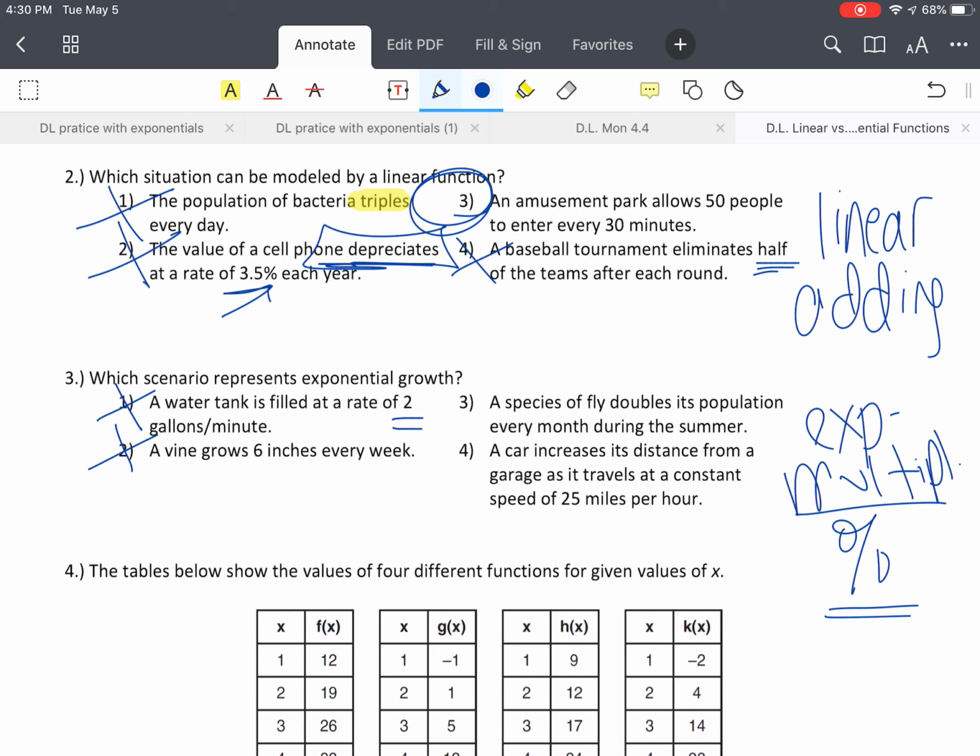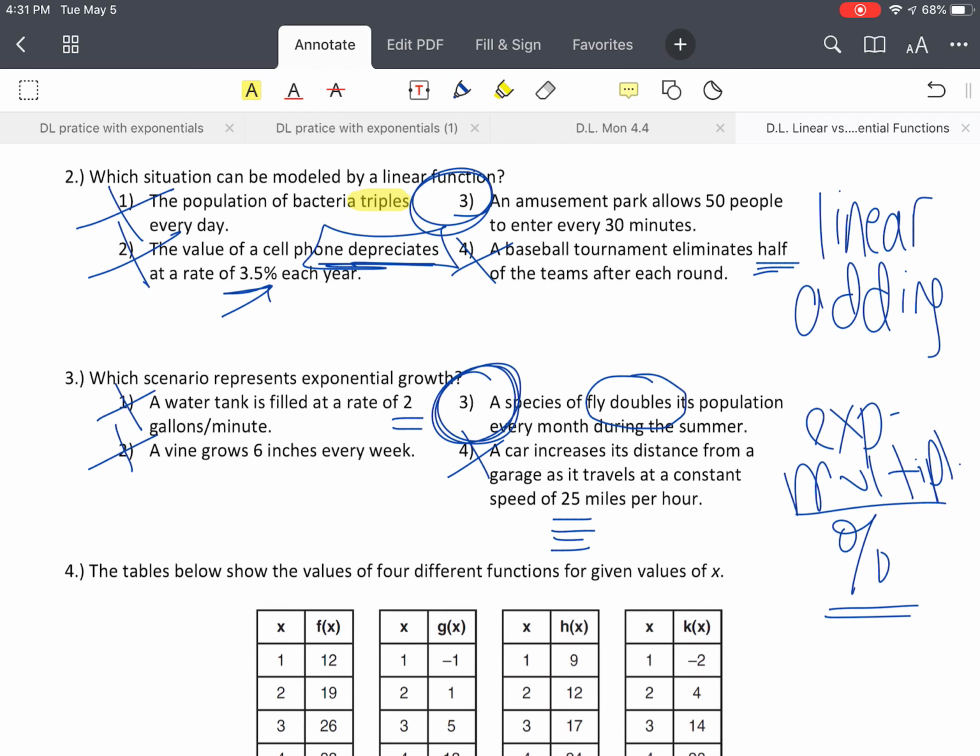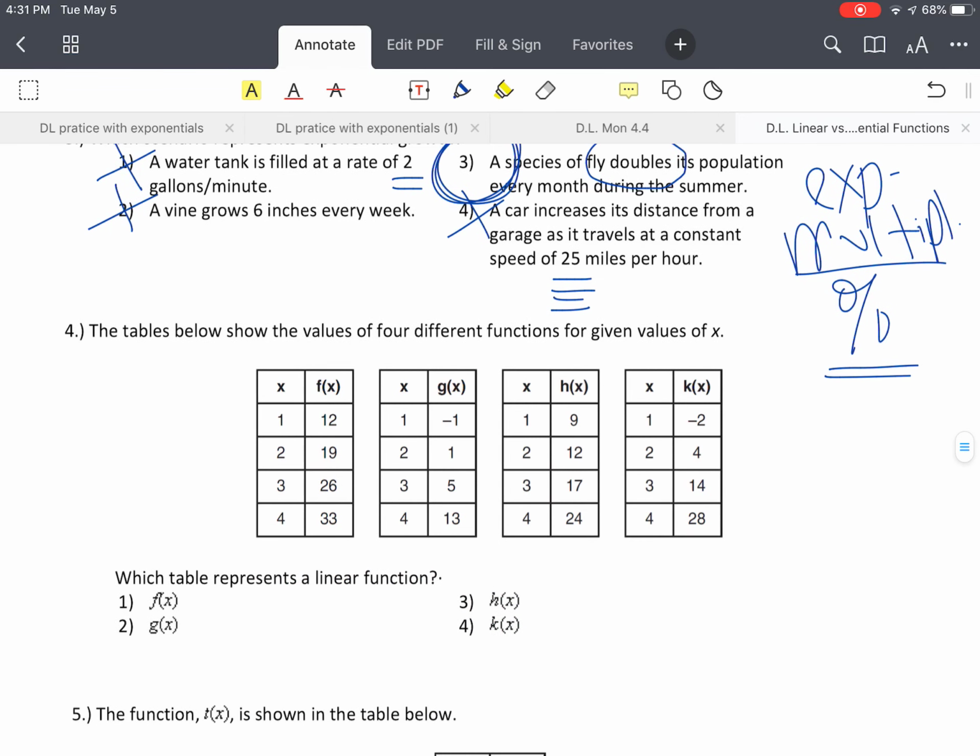Number 3, a species of fly doubles its population every month during the summer. Doubling, tripling, that's multiplication. So that's going to be exponential. That's going to be our choice. Let's just look at number 4. A car increases its distance from a garage as it travels at a constant speed of 25 miles an hour. Every hour it's going 25 miles. 25 miles this hour, 25 miles the next hour, 25 miles the next hour. That's linear.